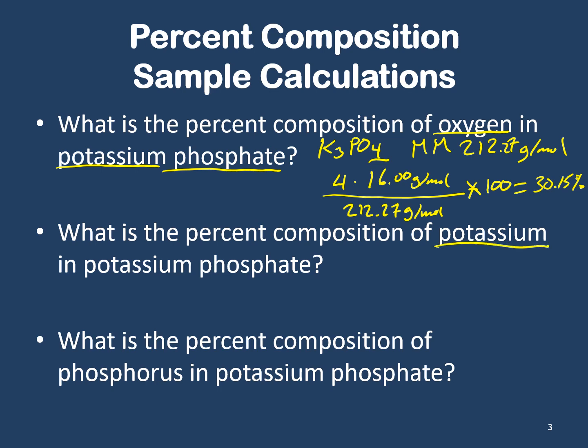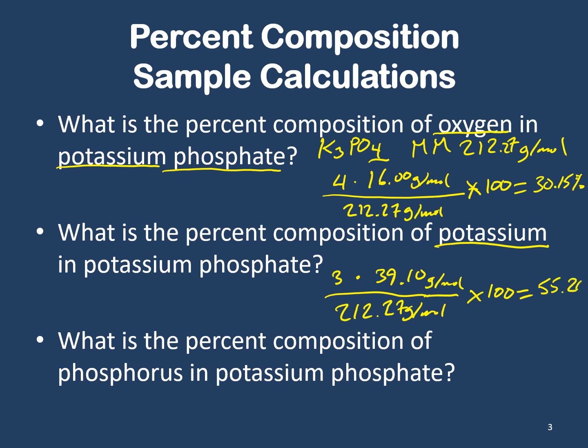Okay, so let's do this again, but now we'll do potassium. There's really not much of a difference here. Now we're just going to do this for potassium in the numerator. The denominators are going to stay the same, so we still have 212.27 as our molar mass of the compound because we're still dealing with potassium phosphate. So we know there are 3 potassiums, and the molar mass of potassium we can look up. It's 39.10, times 3 is 117.30. And if we multiply that by 100, we can get our percent composition of potassium. We get the percent composition should be around 55.26%.